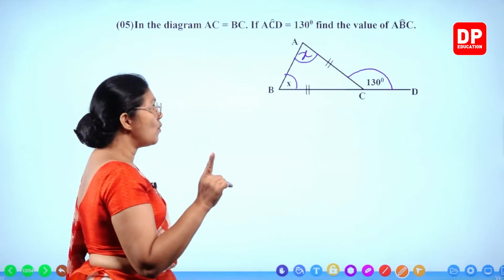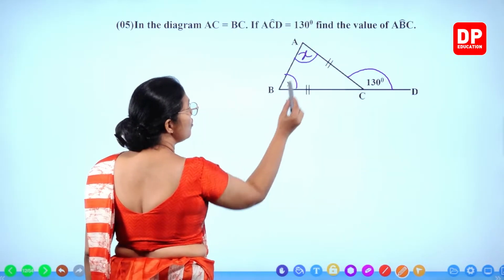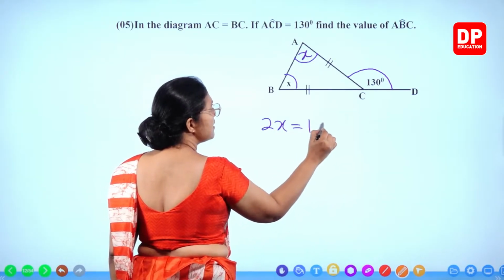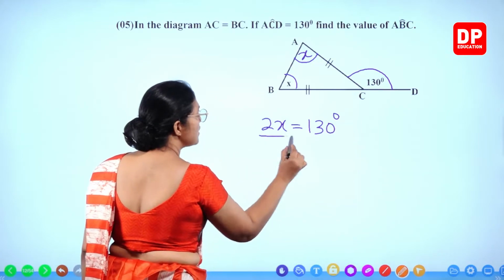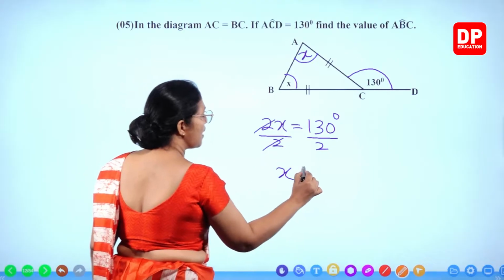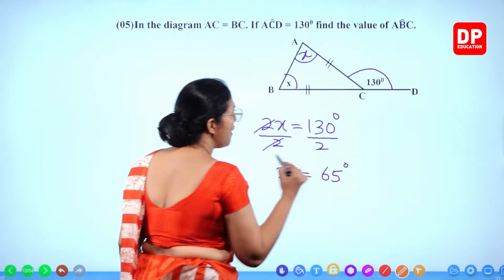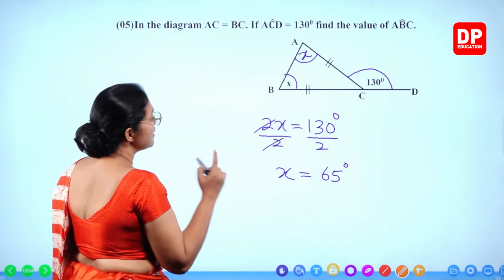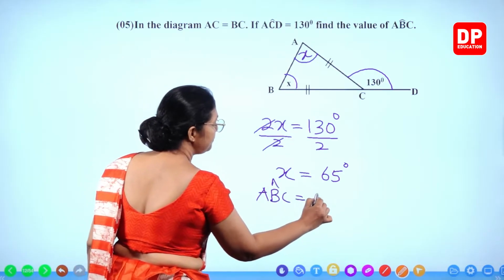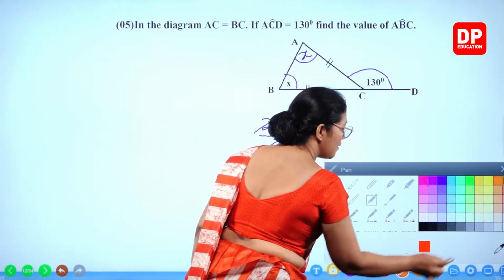Exterior angle is equal to sum of opposite interior angles. So you can write x and x. That means 2x equals 130. Then divide both sides by 2 to get the x value. X becomes 130 divided by 2. That's 65 degrees. So that's ABC angle. So you get 2 marks for that.